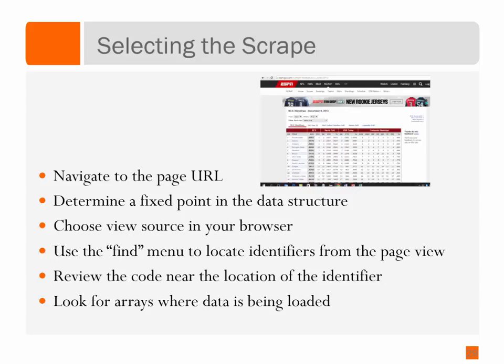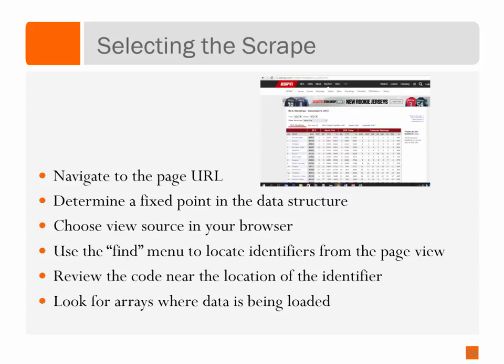Okay, so we'll navigate to that page's URL, and we'll determine a fixed point in the data structure. What we mean by this is we're trying to figure out where that table begins. What's a place in the code where we might be able to find where the data begins to flow? In this particular case, we might be looking at the top of the table, perhaps the column headings that are in the red or the gray at the top of this table.